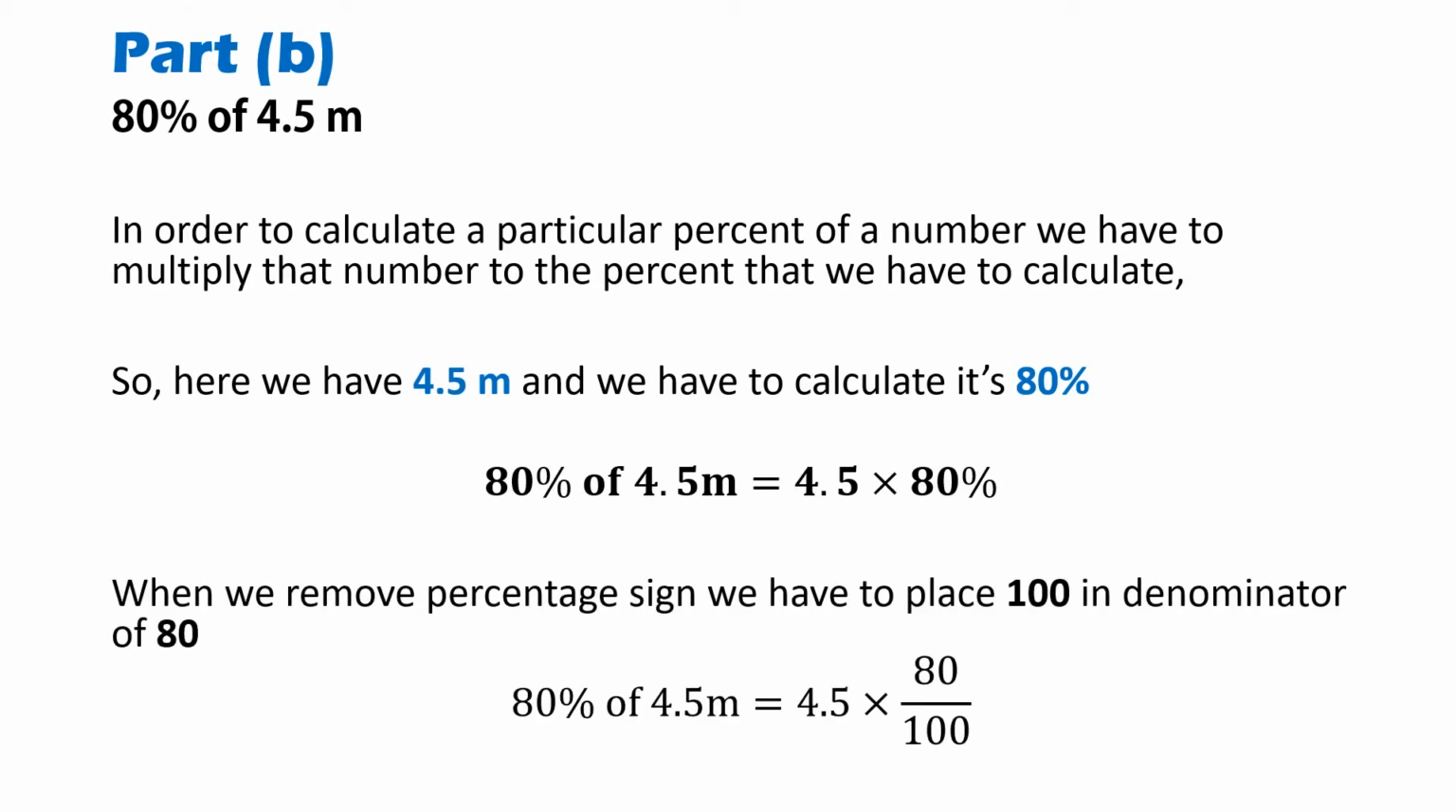Part B, in order to calculate a specific percent of a number we have to multiply that number by the percent that we have to calculate. So, here we have 4.5 meters and we have to calculate its 80%, therefore, multiply 4.5 meters by 80%. When we remove the percentage sign we have to place 100 in the denominator of 80 as shown.